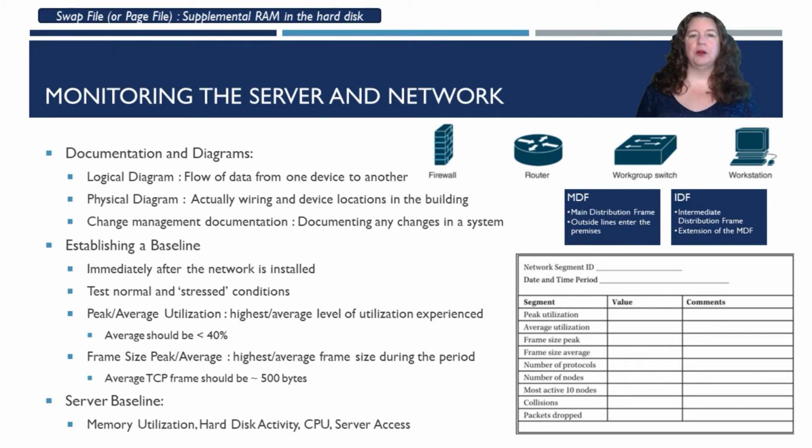Remember when we think about our physical diagram and where things are located, remember that main distribution frame we talked about a while ago. That's where the outside lines enter into the premises, enter into the building. So our main distribution frame. The other is our intermediate distribution frame, which extends the main distribution frame into other rooms or other closets. So we can have intermediate distribution frames there, and then our main distribution frame being the main location where outside lines come in. Trying to remember where those are located. If you need to flip back to the previous chapters, feel free.